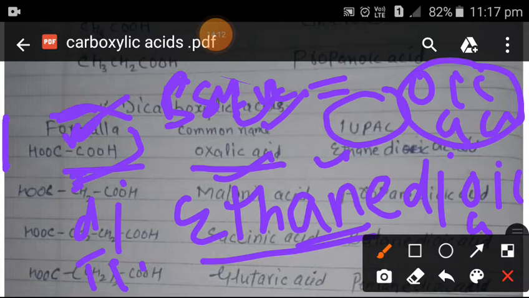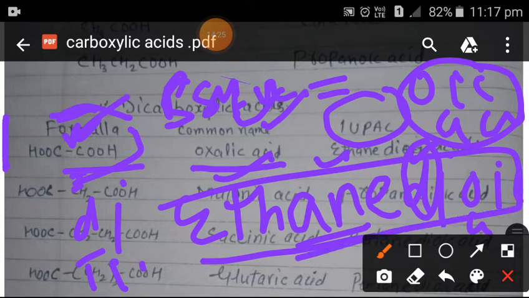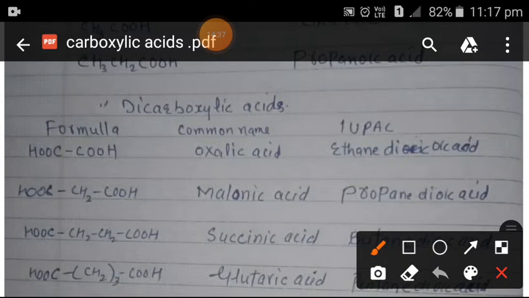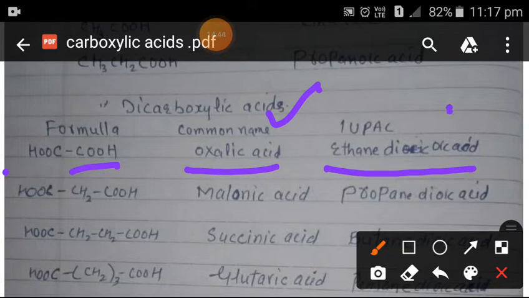So here you will not have to drop this E, because after this E there is D, which is not a vowel. This is a consonant. That's why E cannot be dropped here. Clear? So in the case of a dicarboxylic acid, you don't have to drop this E from the IUPAC nomenclature. So accordingly, oxalic acid is the common name. The IUPAC name will be ethane dioic acid.